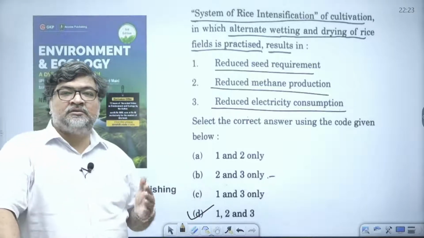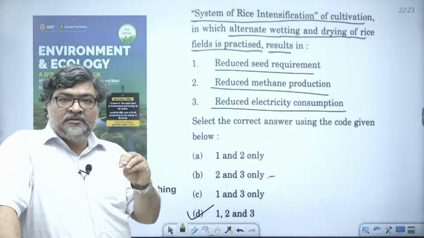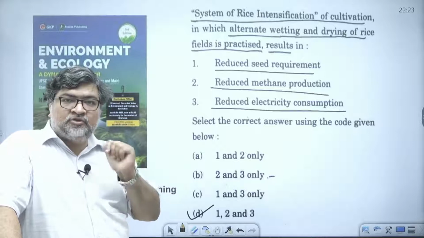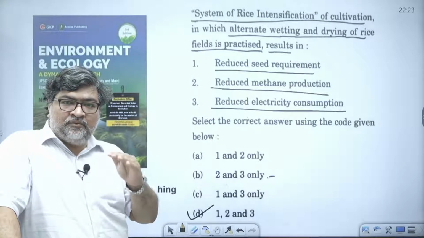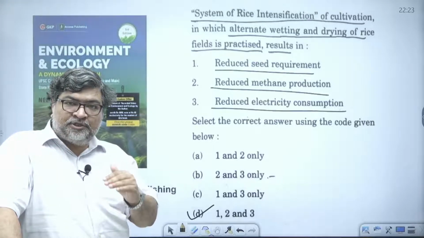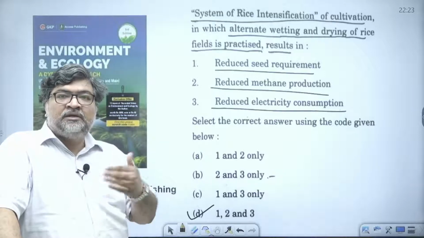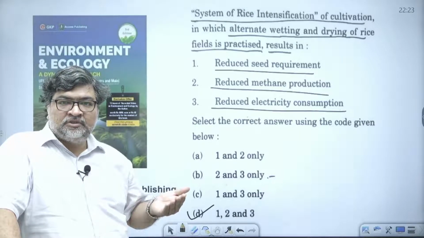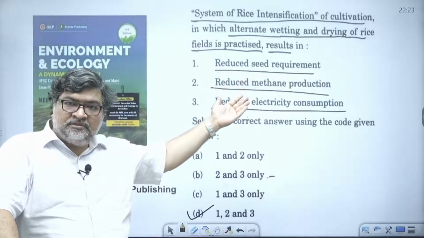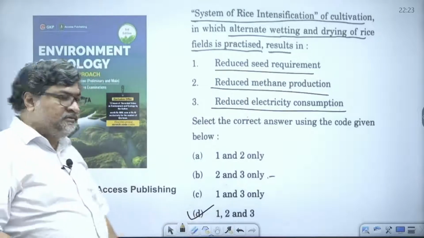It is a method of rice cultivation where in a given land fewer seeds are required. Even the requirement of water is lowered. When the water requirement is low, anaerobic condition is less, and it will consume less electricity in the irrigation pattern. At the same time, with less anaerobic condition, there is less emission of methane. So all these are benefits of the System of Rice Intensification cultivation method. So the answer is 1, 2, 3, right?